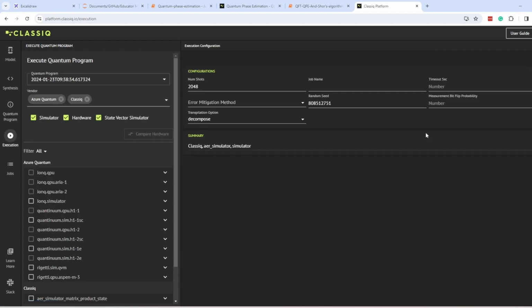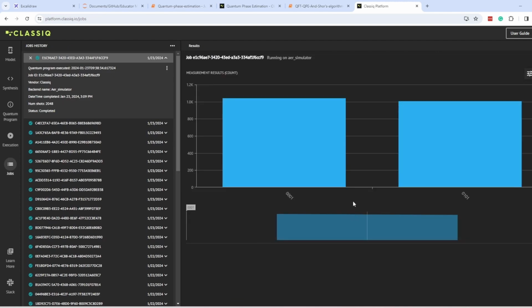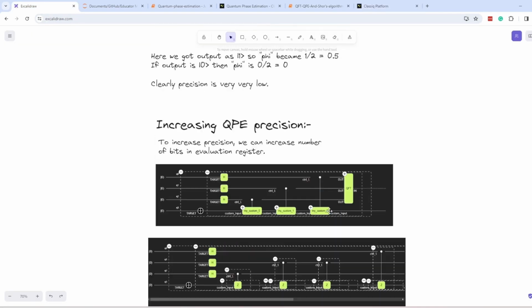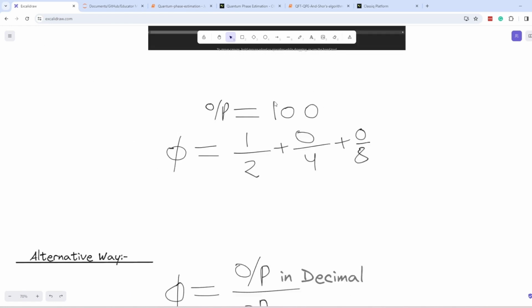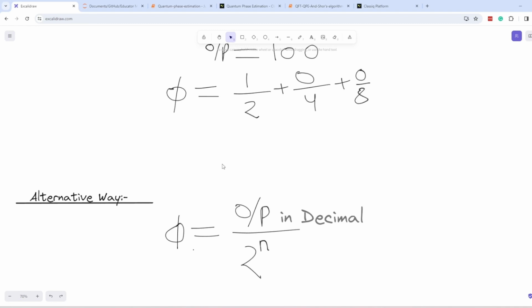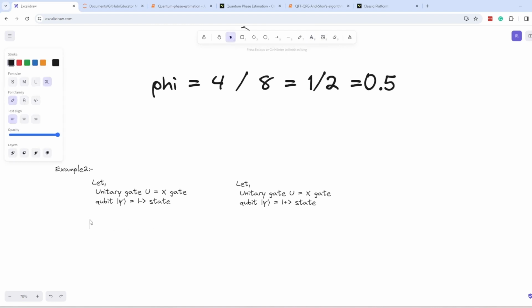So let's execute it. In the output we see Q0 is 1, Q1 is 0 and Q3 is also 0. So the output is 1 0 0. Now, output 1 0 0 means the output is equal to 4, and we divide it by 8, so phi equals 0.5. So for this case, phi is equal to 0.5.